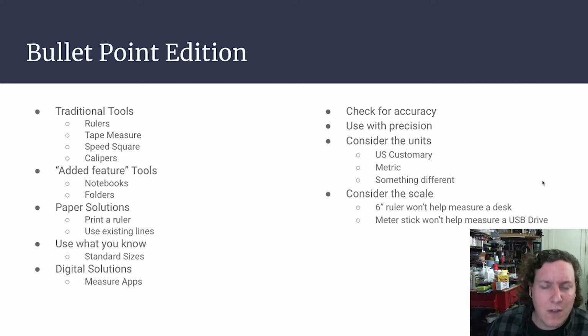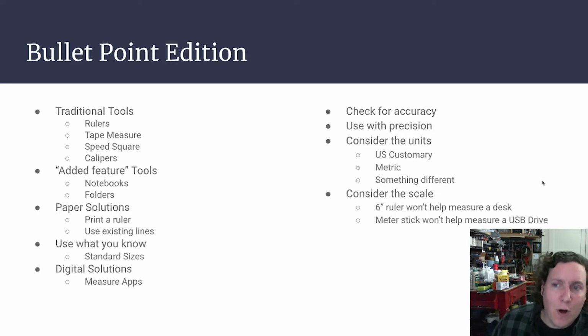Now we will talk a little bit about using what you know, being able to find everyday objects to help you take some of those measurements or perhaps make your own version of a ruler. Then we'll talk about some of the newer ways that you can take advantage of a smartphone to help you with taking your measurements.